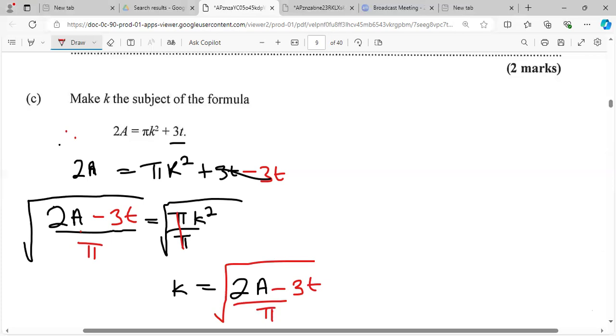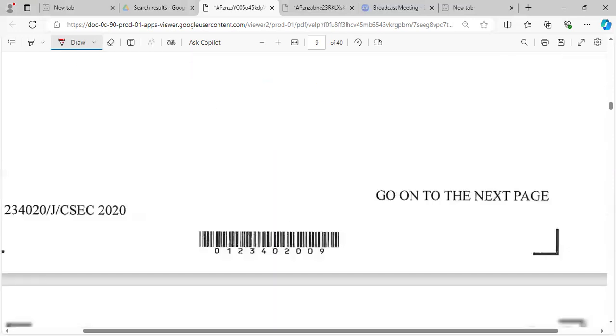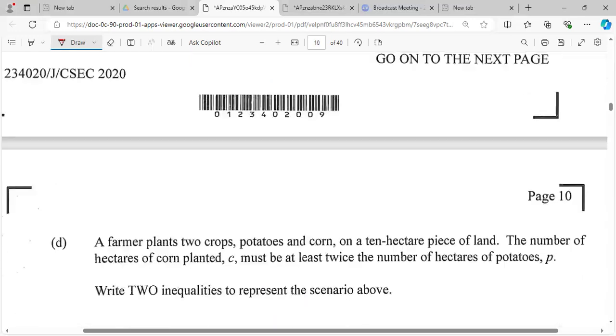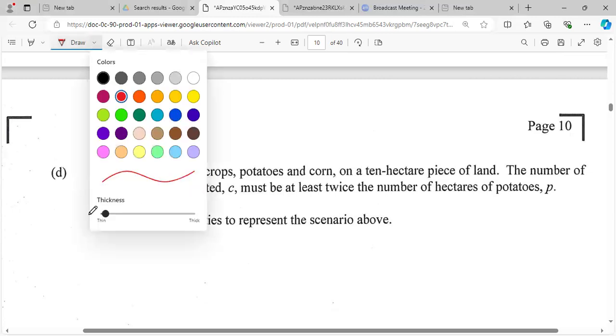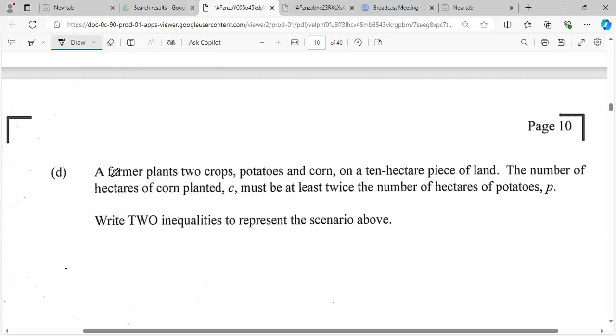The last question is 2 marks. It says a farmer plants 2 crops, potatoes and corn, on a 10-acre piece of land. The number of hectares of corn planted C must be at least twice the number of hectares of potatoes P. Write 2 inequalities to represent the scenario above. Let's see if we can write the inequalities. They give it to you in words, right?